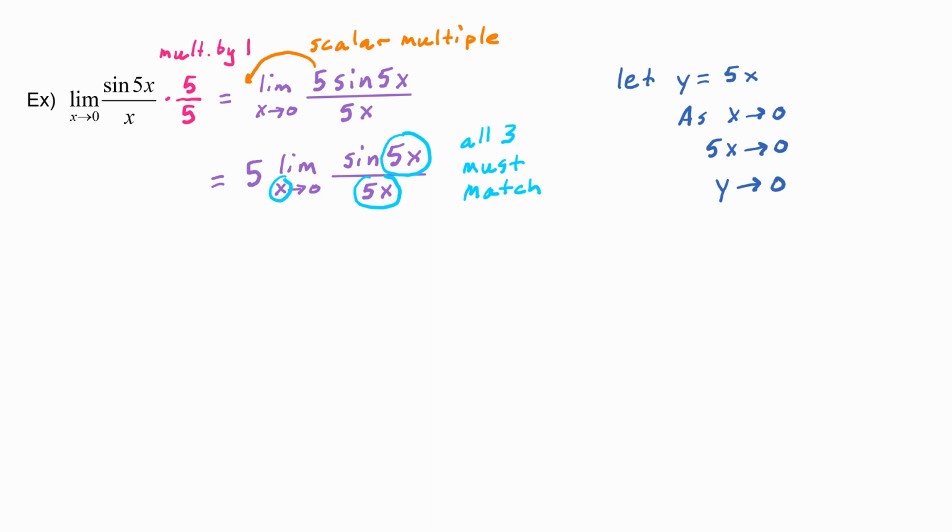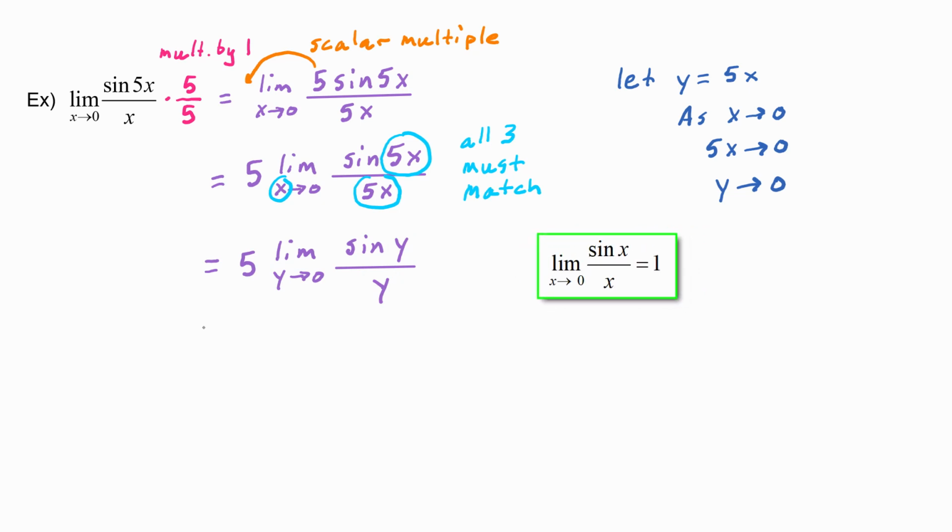So then we can rewrite this limit as 5 times the limit as y goes to 0 of sine y over y. Now we have all three pieces matching each other exactly, which is what we need. And now we can apply this rule. So this will equal 5 times this limit right here, which is exactly equal to 1. And so our result is 5.